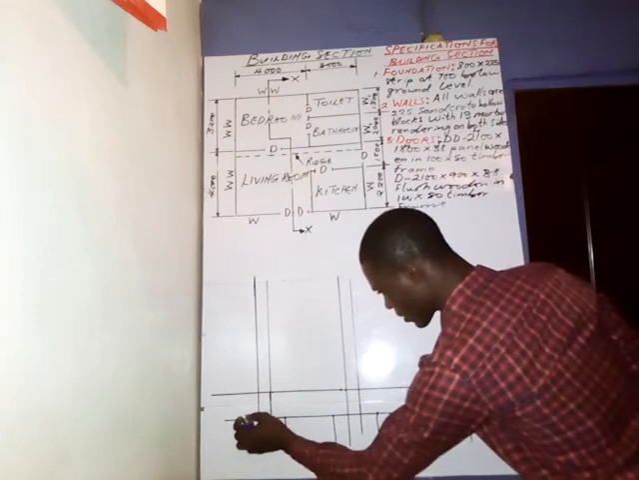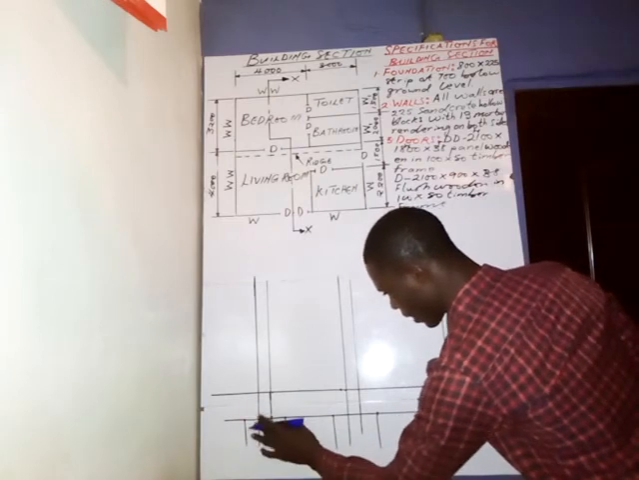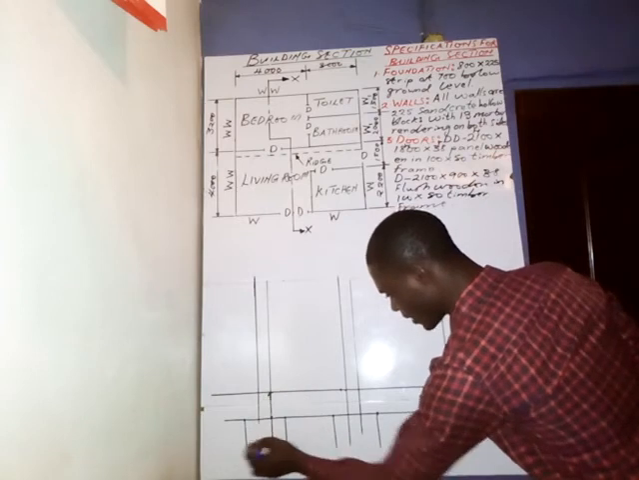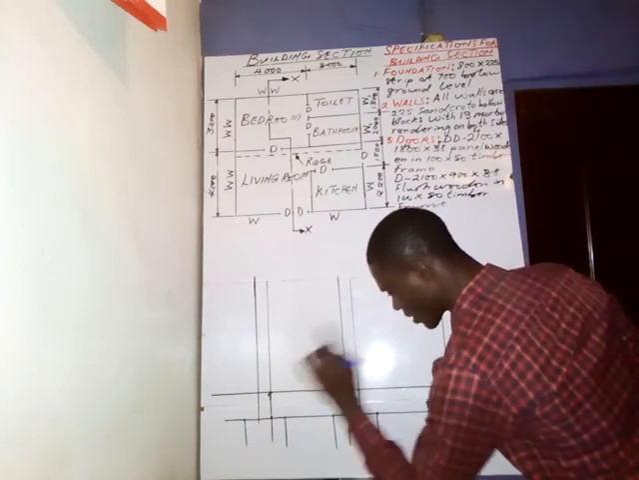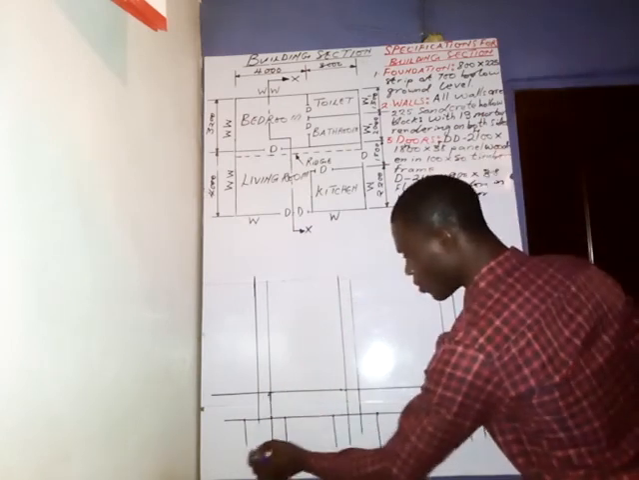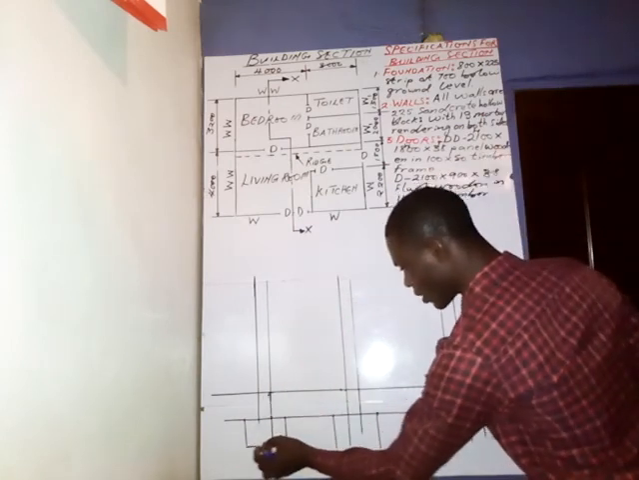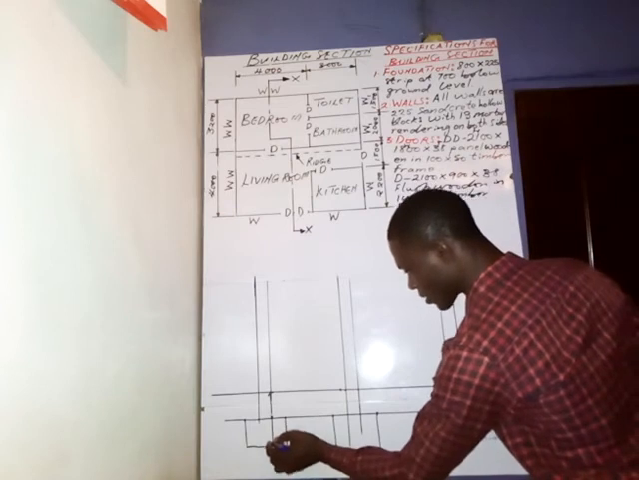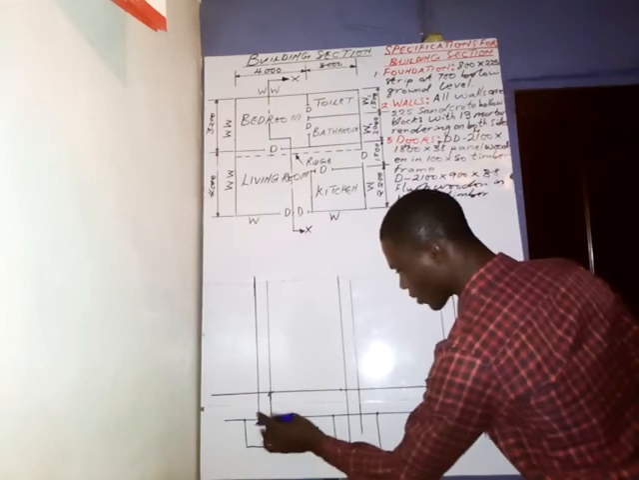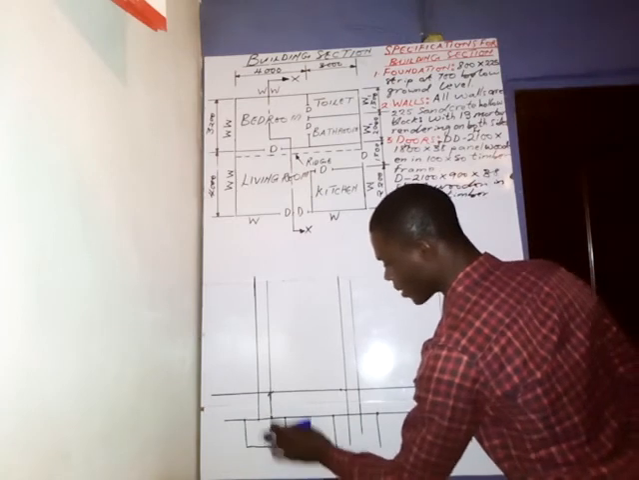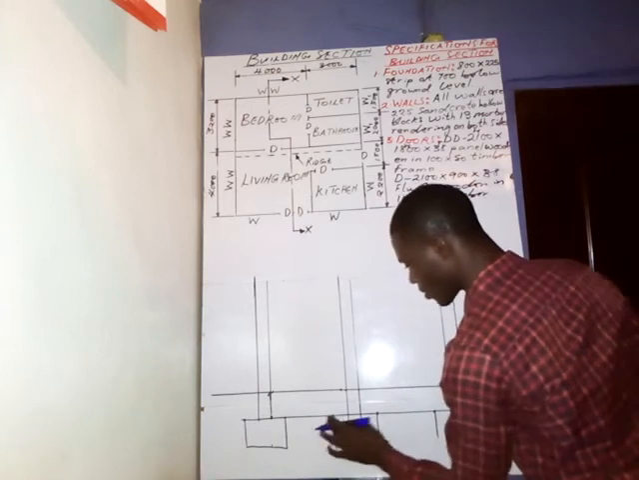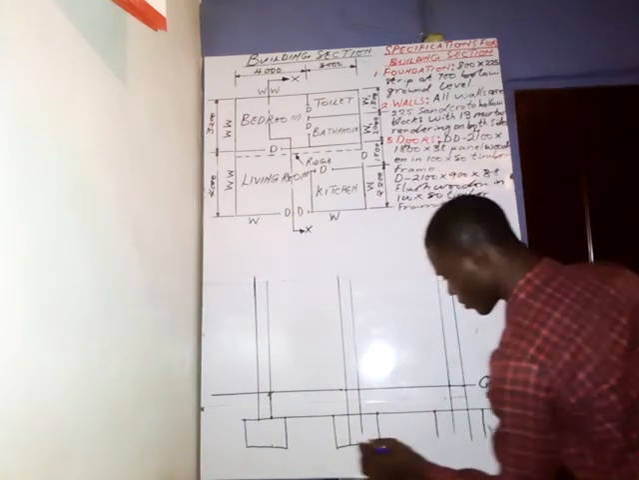Okay, there's a mistake that I've made here, so I need to correct it. The distance from here to the end of the foundation is 14 millimeters. Please take note of that. The distance from the ground level to the bottom of the foundation is 14 millimeters. So that means from here to here is 14 millimeters. Please take note of that. All right. So I draw this.